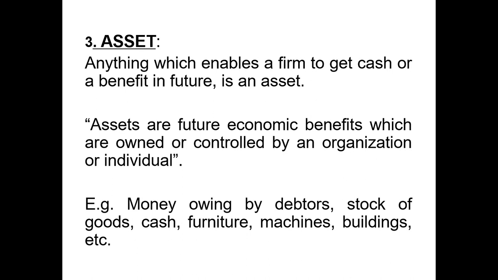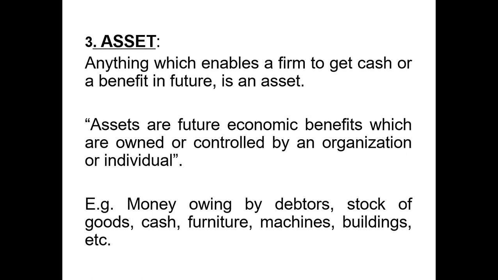Now, money owing by debtors. That means if we have sold goods on credit to a customer, now the customer has to pay back money to the firm. So this is money owing by debtors. Stock of goods, cash, furniture, machines, buildings, all such things are assets because these would provide benefit to the firm in the future.